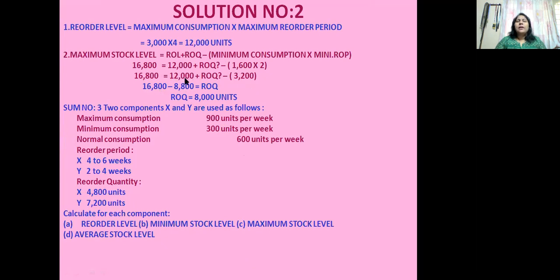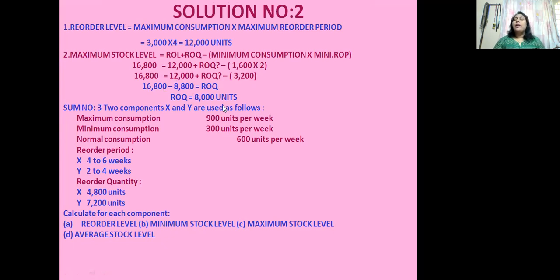If I'm doing this calculation, I'll get 8,800 in a positive way. So when I'm bringing this amount to my left hand side, it will get a minus sign. 8,800 is the answer by comparing 12,000 minus 3,200 on my right hand side, right? When I'm bringing the 8,800, which has the positive sign, to my left hand side, it will get a negative sign. So 16,800 minus 8,800, what is my ROQ?